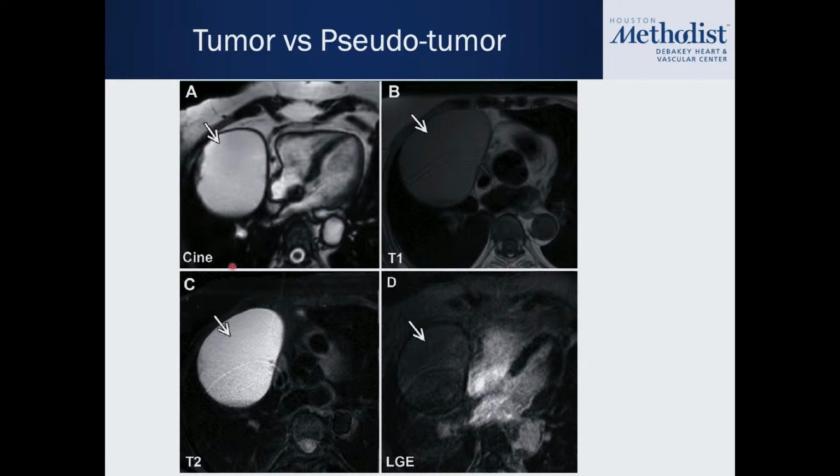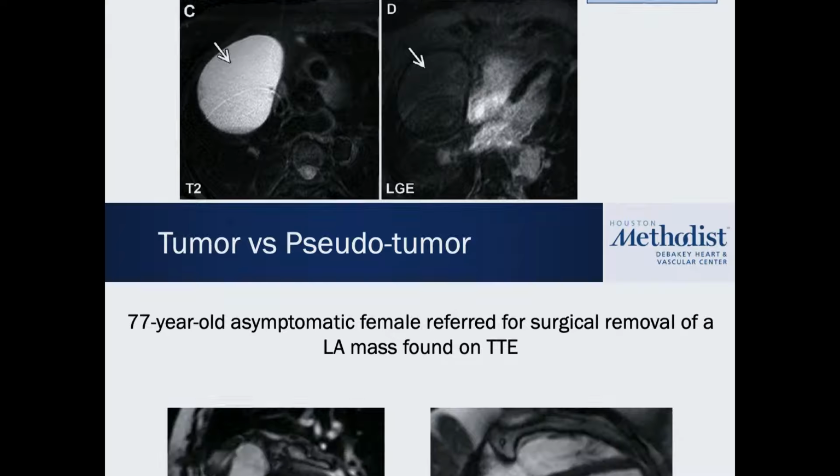On T1, it has low signal. On T2, which is fluid, it has high signal, and then it doesn't uptake any contrast on LGE. So this is a pericardial cyst.